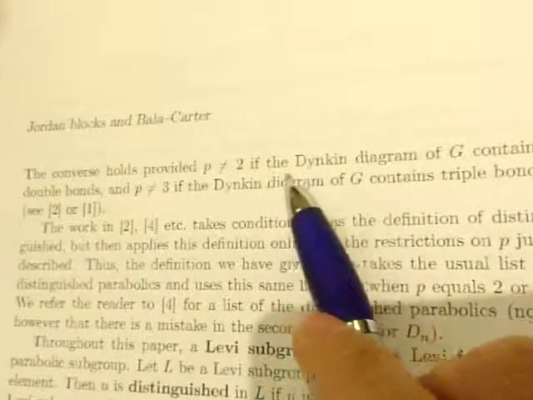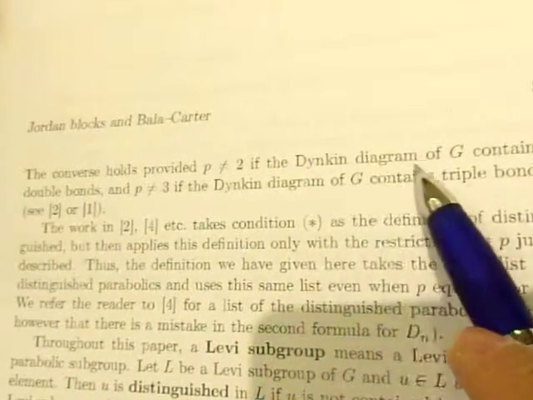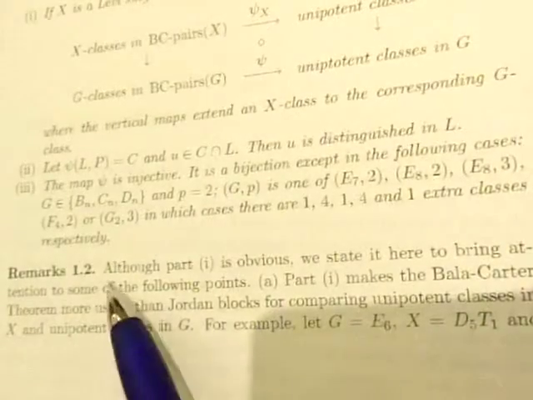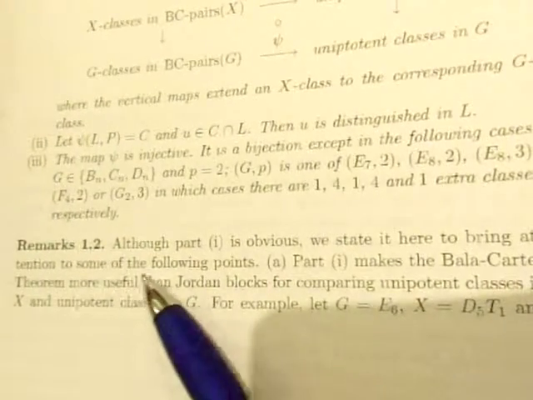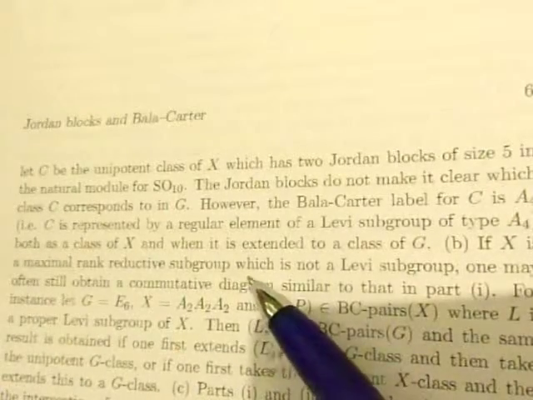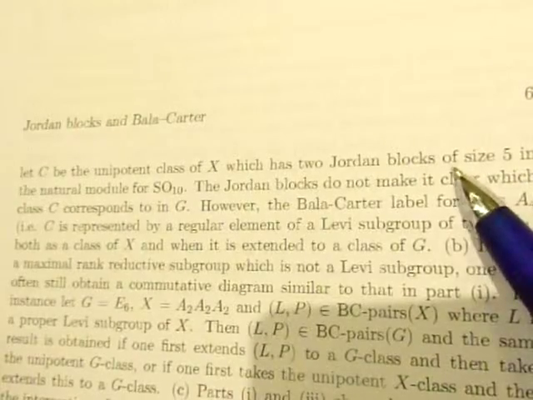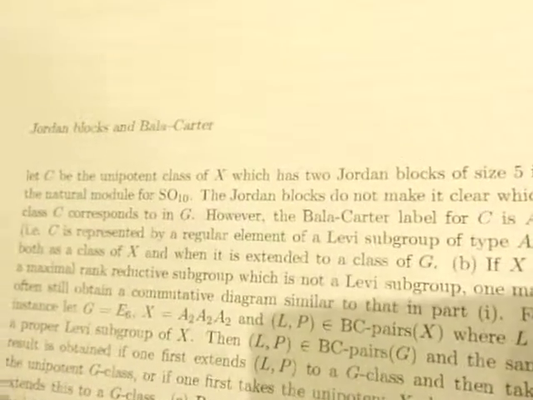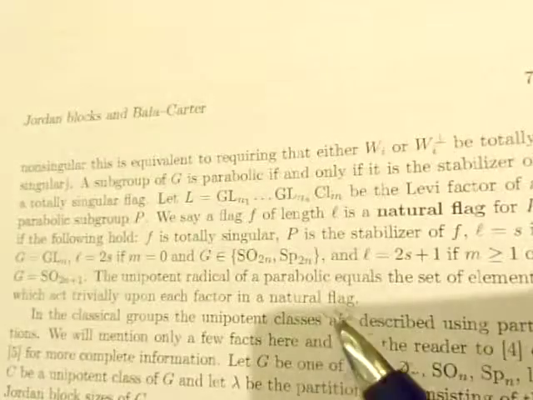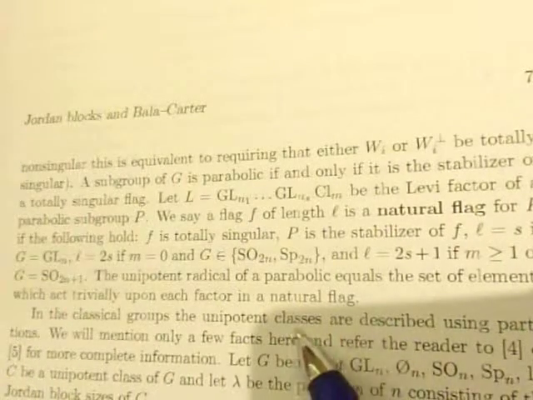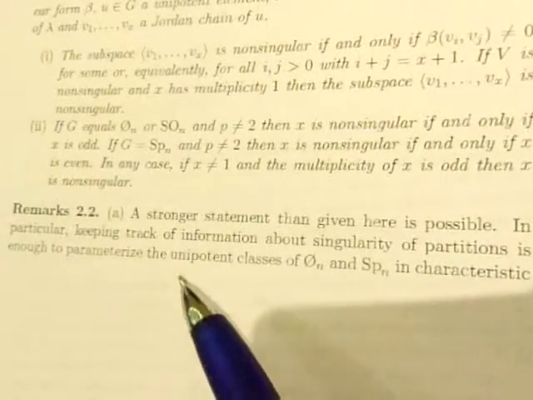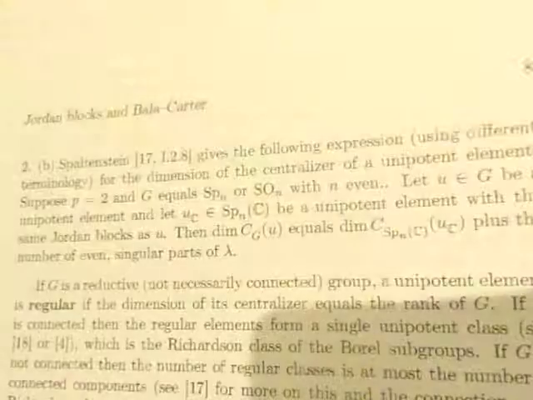The previous result holds. The diagram contains a double bond. Very good. Remark also: the part is obviously without a tensor part. Let G be a classical group with natural module. A classical group, the endpoint, is described using a function. A strong statement is possible as given.